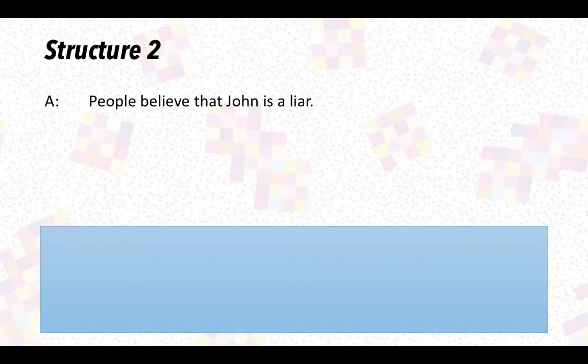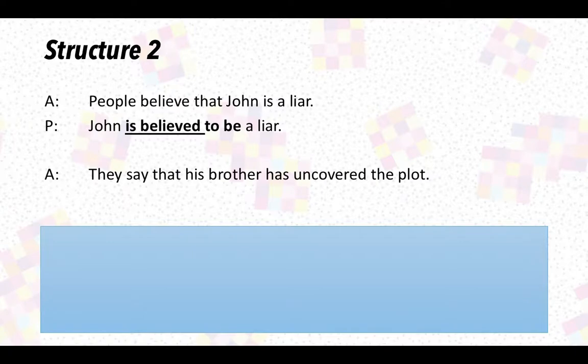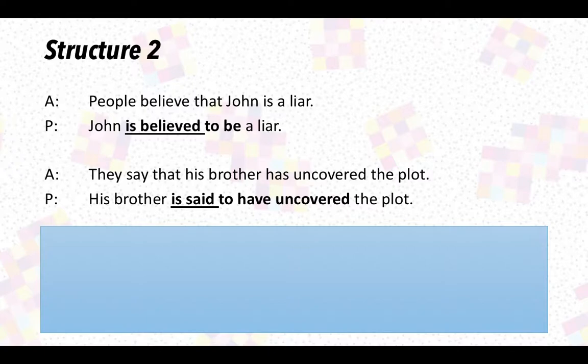The second idiomatic structure is a little bit more challenging, but once you get to know it, you will get the hang of it. The sentence, people believe that John is a liar, is an active sentence. And a lot of people probably don't see how you can transform this into a good passive one, but there is an option. Namely, John is believed to be a liar. Same for, they say that his brother has uncovered the plot, which can be turned into his brother is said to have uncovered the plot. This is a new way of turning a sentence into a passive one, and this is also something that you don't really have in Dutch, so that is why it might sound strange at first, but these sentences are grammatically correct, so they're not wrong or anything like that.